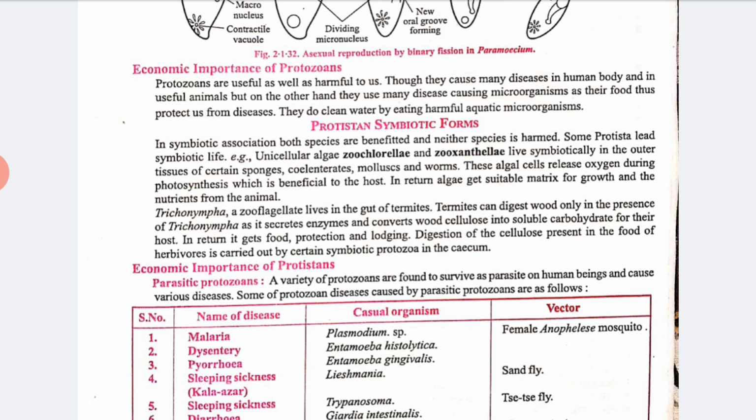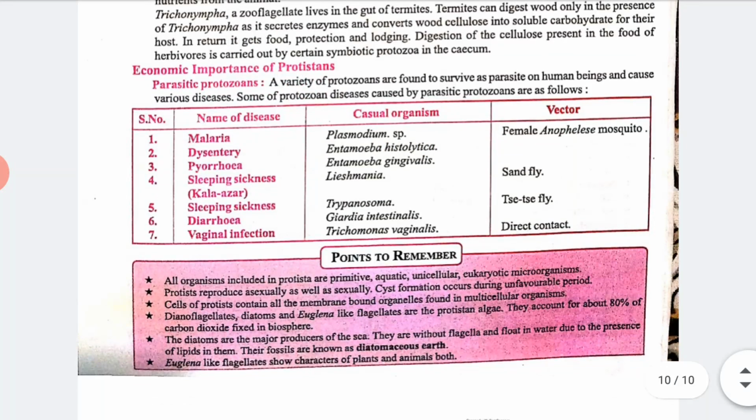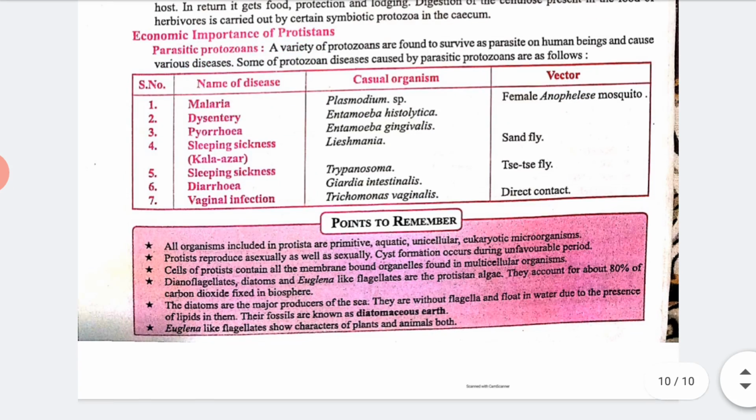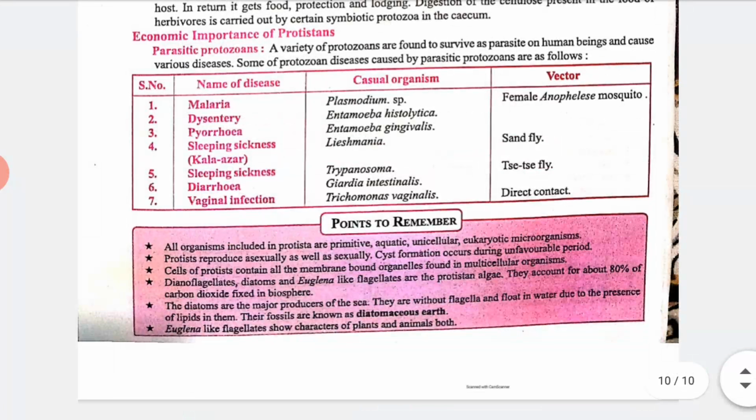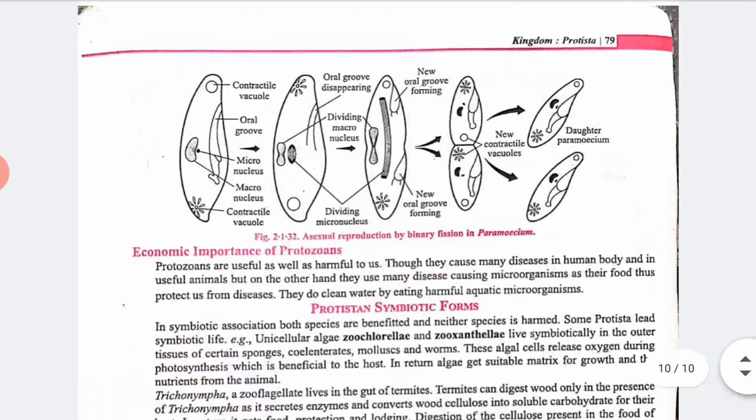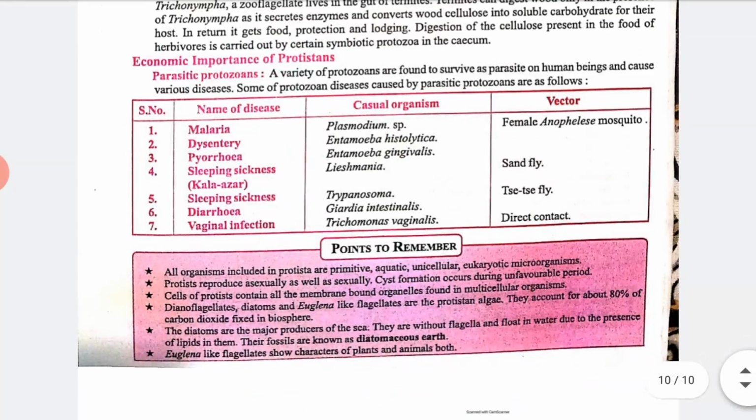Clear? So we also have a table, that is of parasitic protozoans, their diseases, causative organisms and the vector. Clear? Yes, I hope you understood. So here are some points to be remembered. You can read them from your book, and this table is also very important. Okay, thank you.